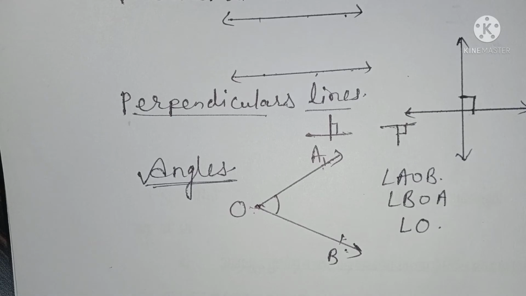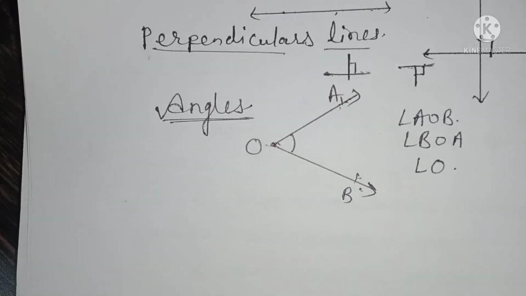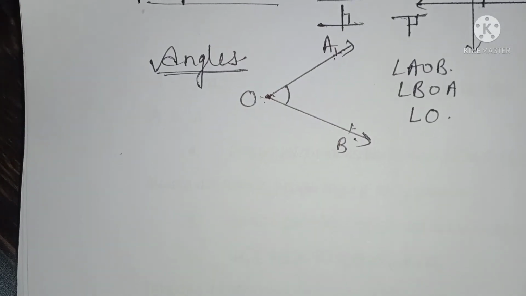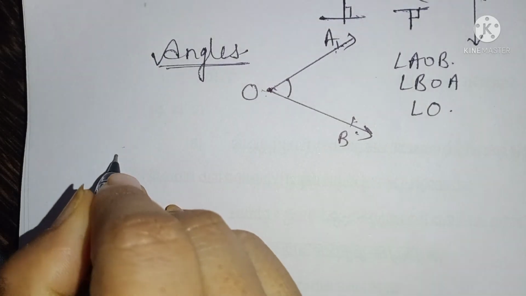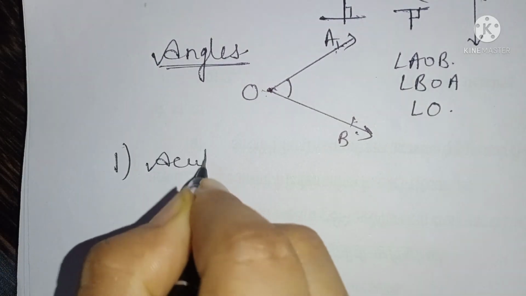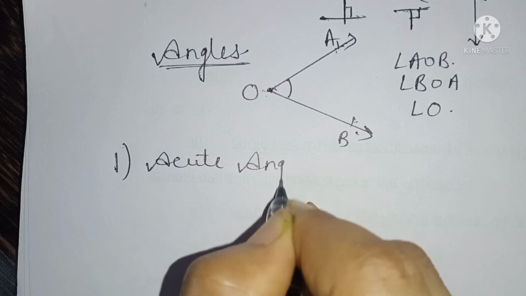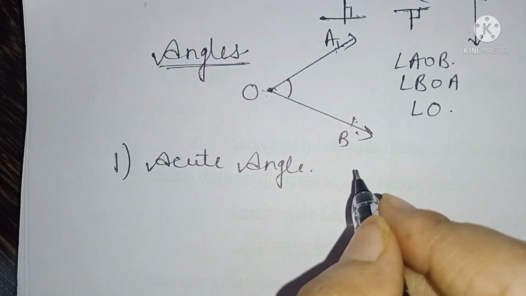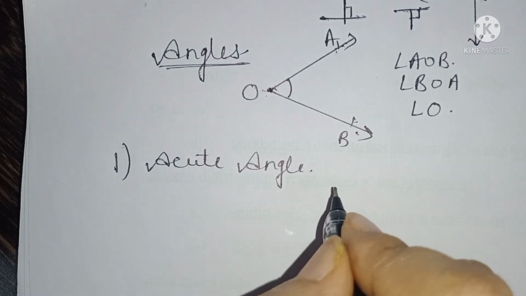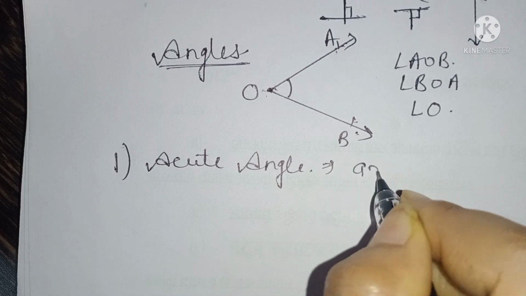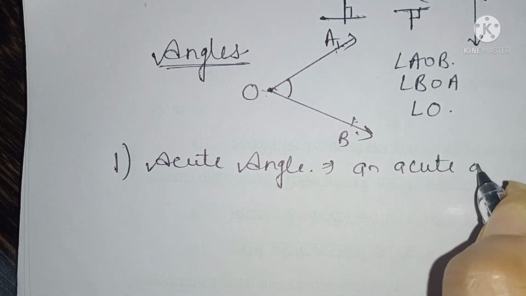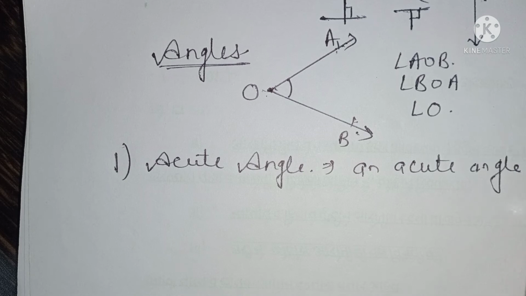Now let's see the types of different angles. The first is acute angle. You know what an acute angle is. What is an acute angle? An acute angle is an angle which measures less than 90 degrees. So this is an acute angle.